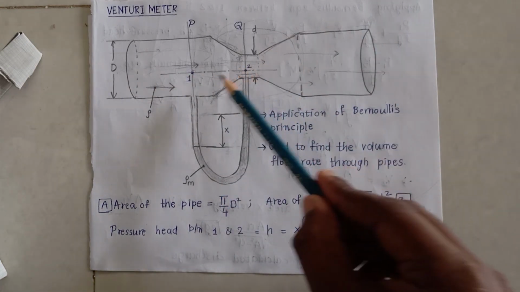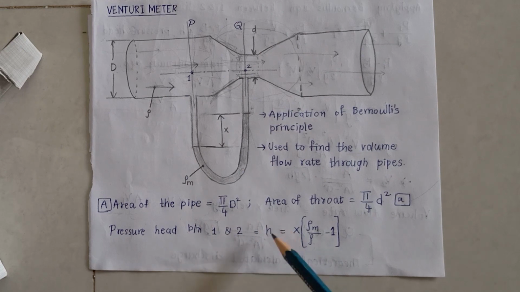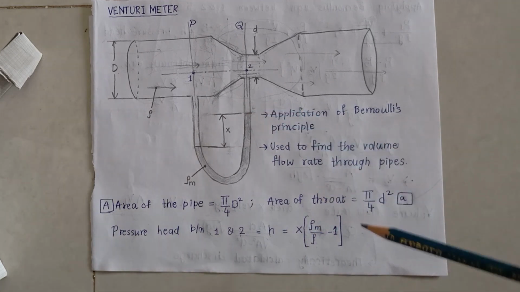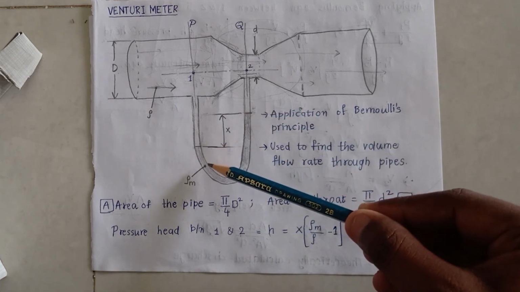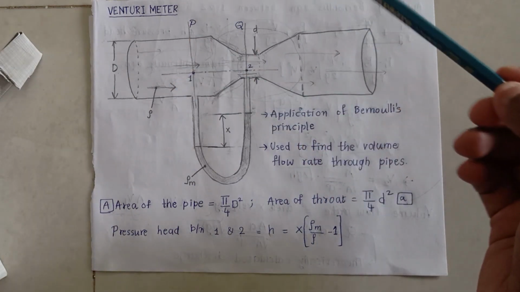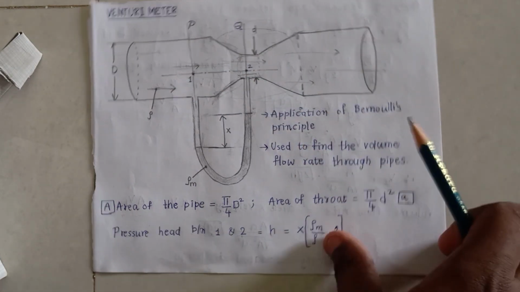Now the pressure head between point 1 and point 2, H, is equal to x into (rho m by rho minus 1), where x is the manometer reading, rho m is the density of the manometric fluid, and rho is the density of the fluid for which we want to measure the volume flow rate.